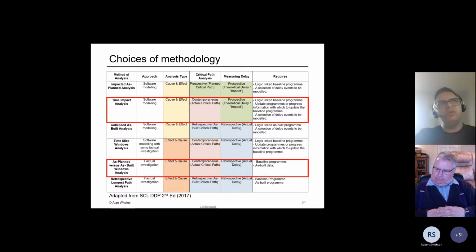So I've circled two methodologies there, and I just want to quickly take us through those so we can properly understand why, say, a cause and effect approach, which uses prospective delay impacting, gives a different answer to, say, a retrospective approach like the one of the Windows analysis. So we'll look at the time impact analysis and we'll compare that to the Windows analysis, and we'll have a think about why the results might be different.